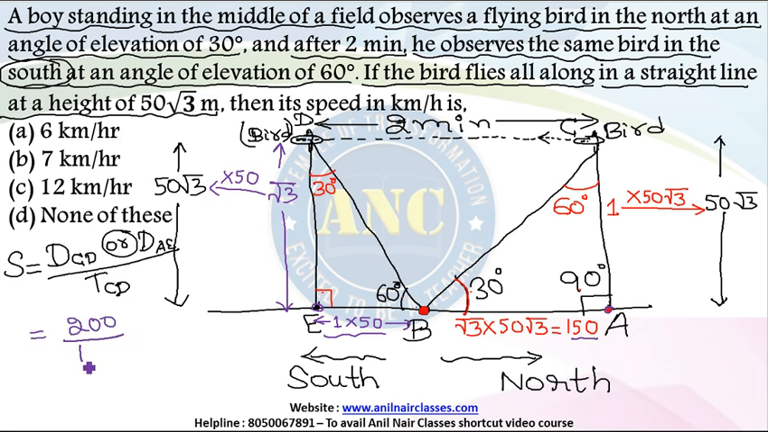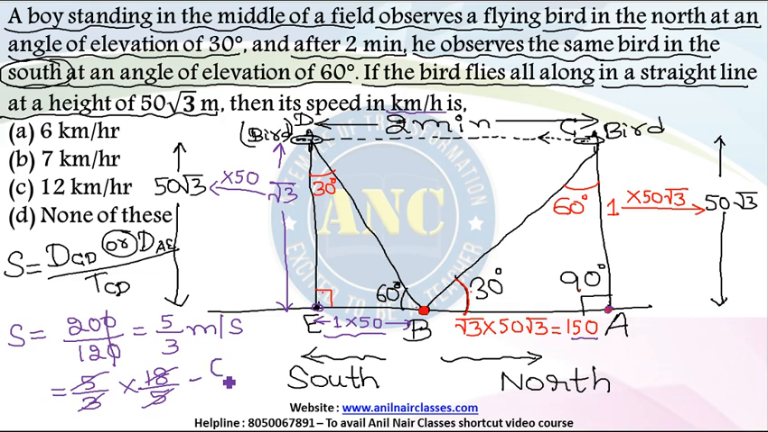Total time taken is 120 seconds, which is given in the question as 2 minutes. So 200 by 120 is 20 by 12. 4 into 5, 4 into 3. 5 by 3 meters per second. But I don't want it in meters per second. I want it in kilometers per hour. 5 by 3 multiplied by 18 by 5. This becomes, 5 will cancel out. 18 by 3 is 6 kilometers per hour, which should be my final answer.